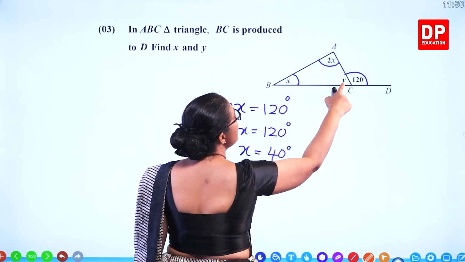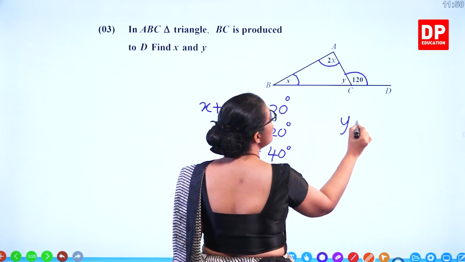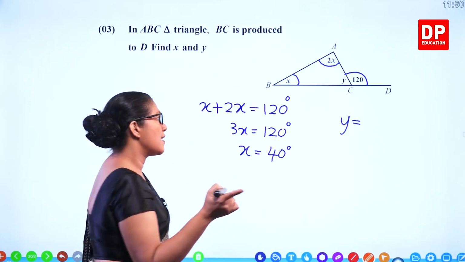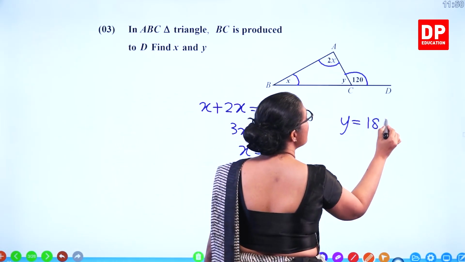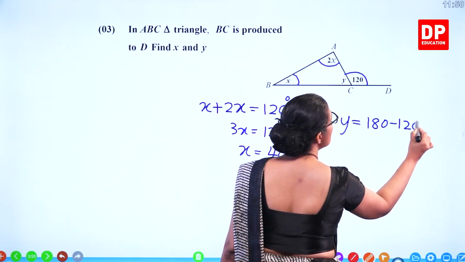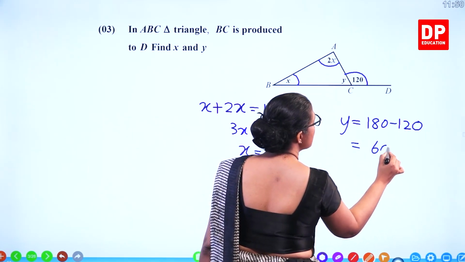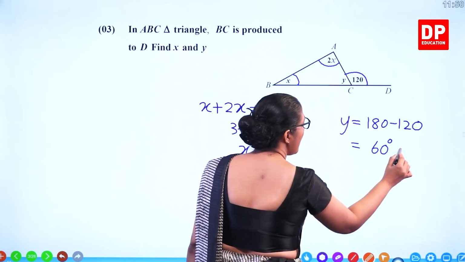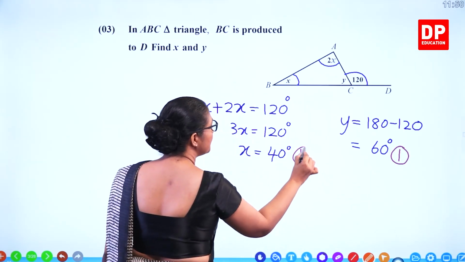Now we found out X is 40. So Y straight away you can find out using the straight angle. Y plus 120 is 180. So Y is 180 minus 120, that's 60 degrees. So Y value 1 mark and X value 1 mark.